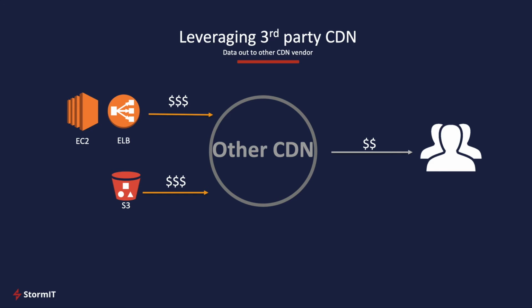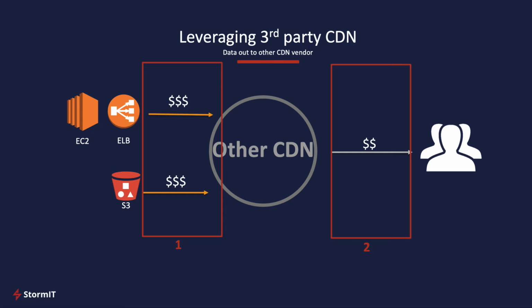This, in most of the cases, partially solves the performance issue, but results in customer paying twice. First, for the data transfer out from AWS to the CDN provider, and second, for the third-party CDN provider to the end user. So this is not an ideal solution in terms of cost reduction.